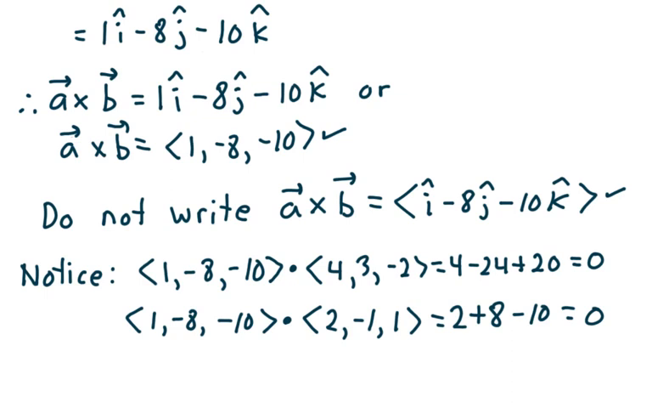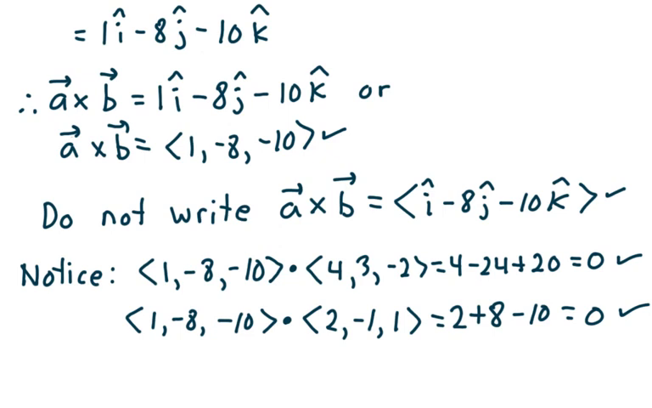Now, I want you to notice something. If I take the cross product of A and B, which is 1, negative 8, negative 10, and I dot it with 4, 3, negative 2, I get 0. And so what that told me was A cross B is orthogonal or perpendicular to A. And if I take the cross product of A and B, which again is 1, negative 8, negative 10, and I dot it with 2, negative 1, 1, I also get 0. And so A cross B is orthogonal to B.